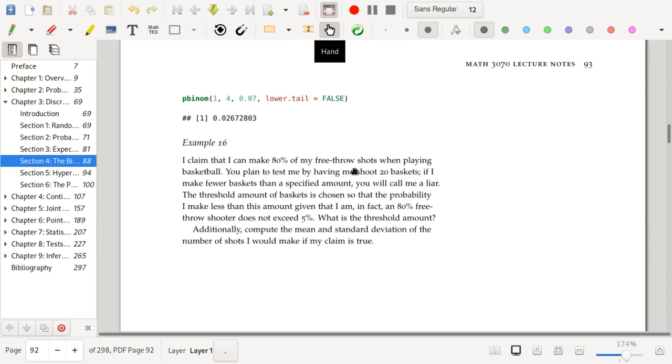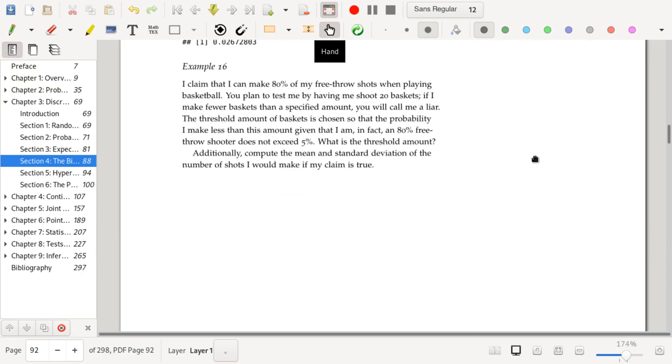Okay. Next example. This one's fun. I claim that I can make 80% of my free throw shots when playing basketball. You plan to test me by having me shoot 20 baskets. If I make fewer baskets than a specified amount, you will call me a liar. The threshold amount of baskets is chosen so that the probability to make less than this amount, given that I am, in fact, an 80% free throw shooter, does not exceed 5%. What is the threshold amount?